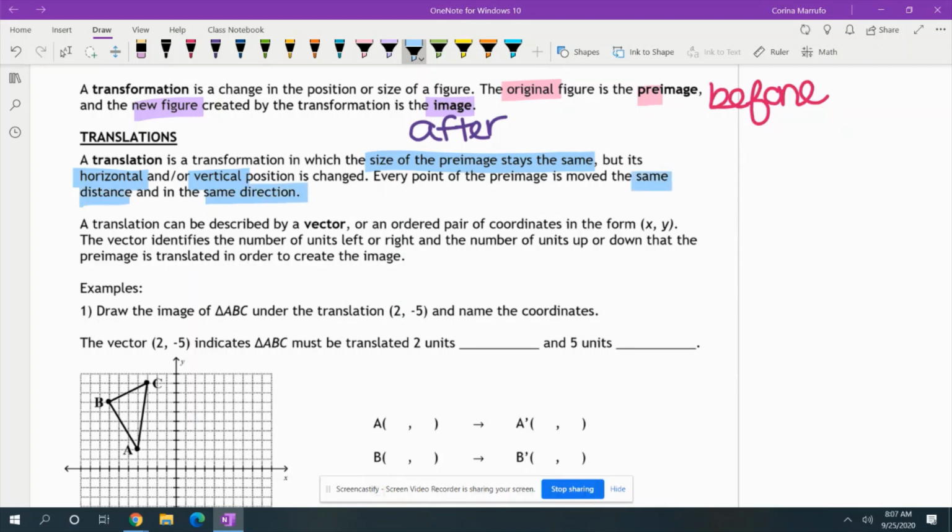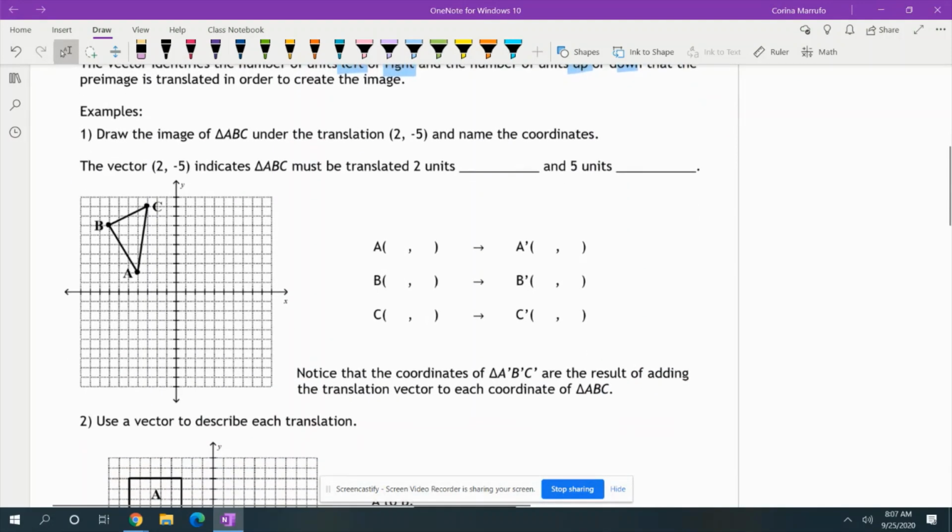Okay, so a translation can be described by what we call a vector. So a vector is in the form of x and y. The vector identifies how many units to the left or to the right and how many units up or down that the pre-image is translated in order to create the image. So here it says, draw the image of triangle ABC under translation 2, -5. So this is our vector.